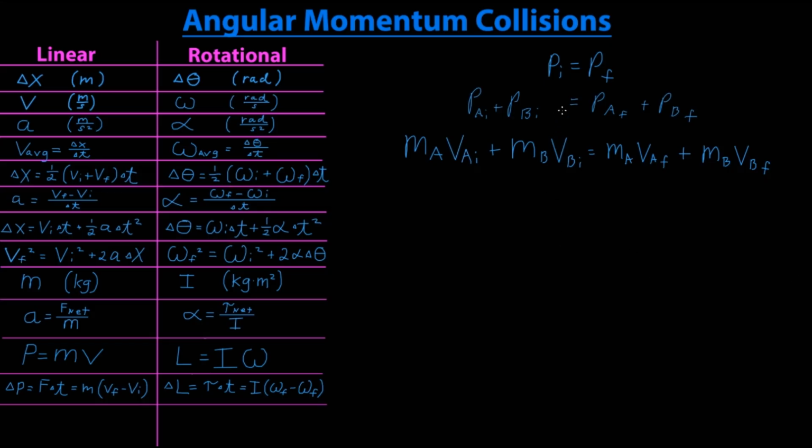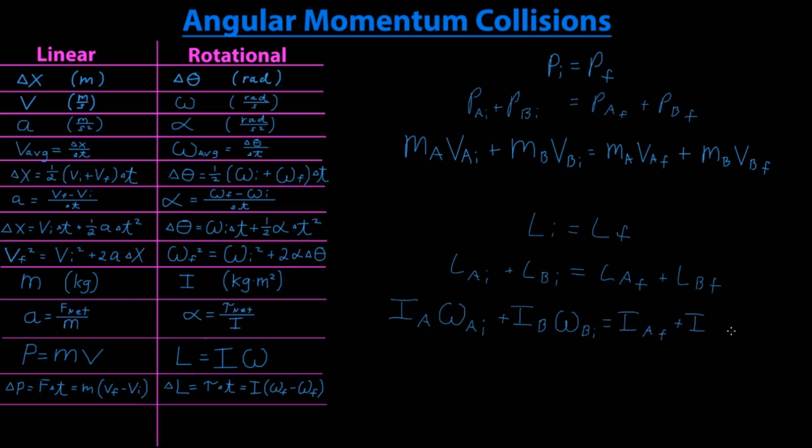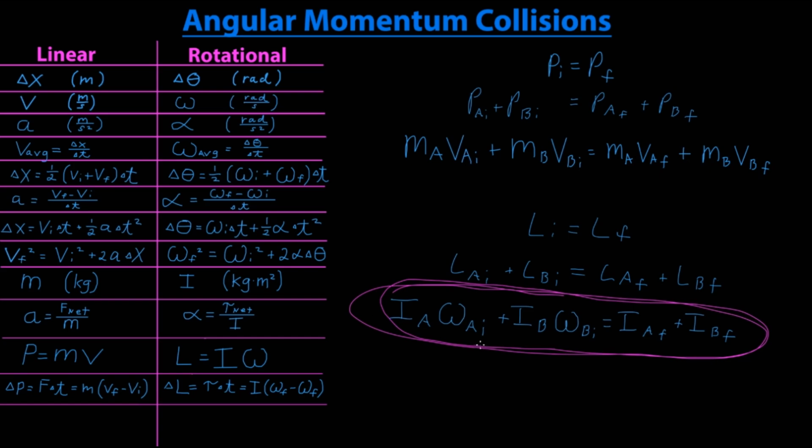So if linear momentum is conserved, then so is rotational momentum. Therefore, initial rotational momentum equals final rotational momentum. Rotational momentum of object A initial plus rotational momentum of object B initial equals rotational momentum of object A final plus rotational momentum of object B final. Instead of mass, we use moment of inertia, and instead of linear velocity, we use angular velocity. And here we have our rotational momentum collision equation.